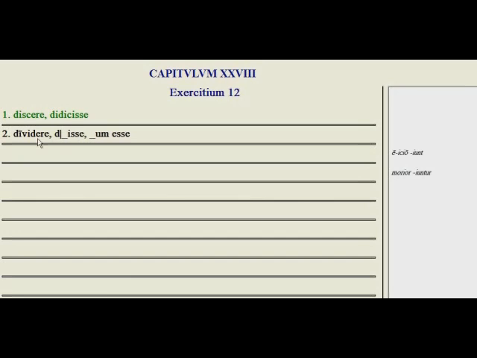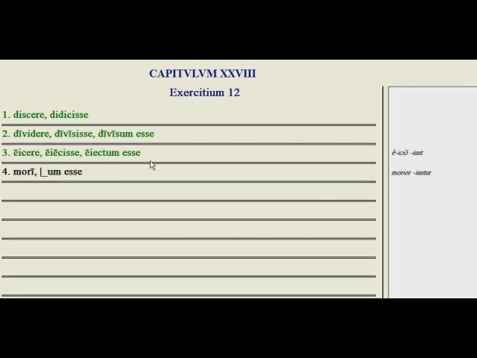Dividere, to divide, divisisse, to have divided, and divisum esse, to have been divided. And one more we'll do together, eicere, and then eicisse, and so it's eicere, eicisse, and eiectum esse. So to throw out, to have thrown out, and to have been thrown out.